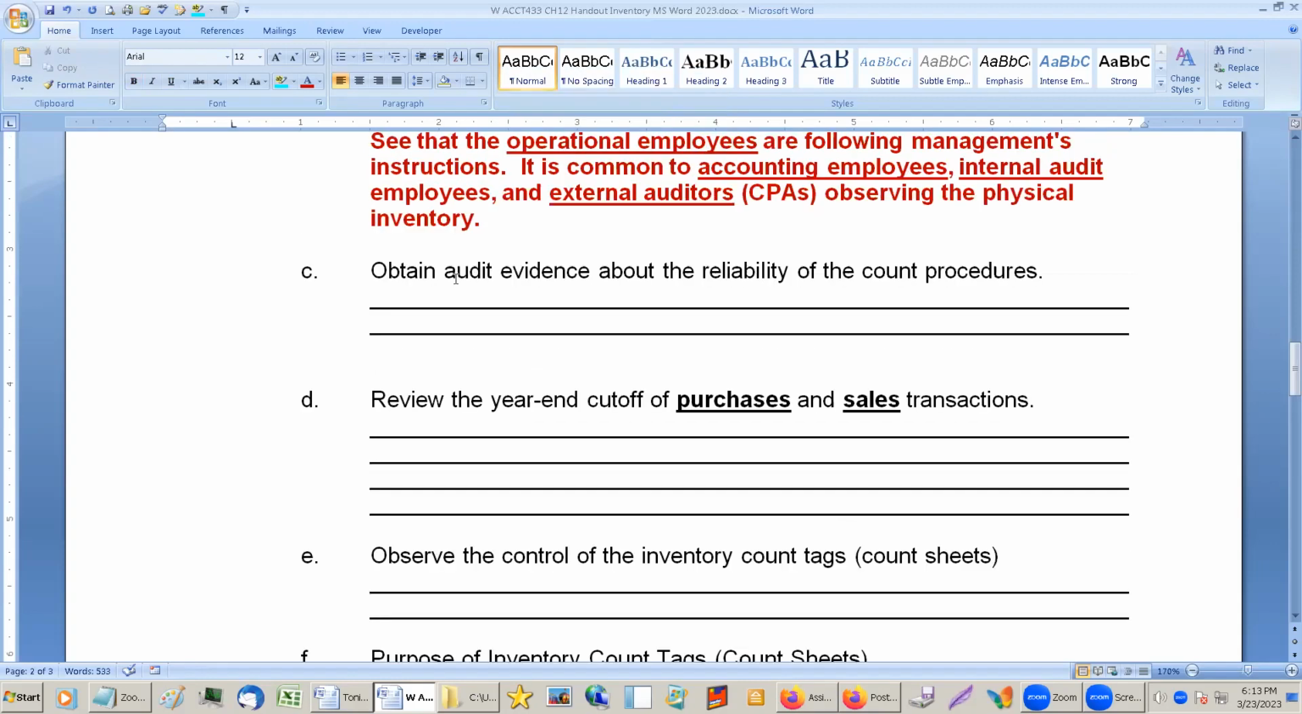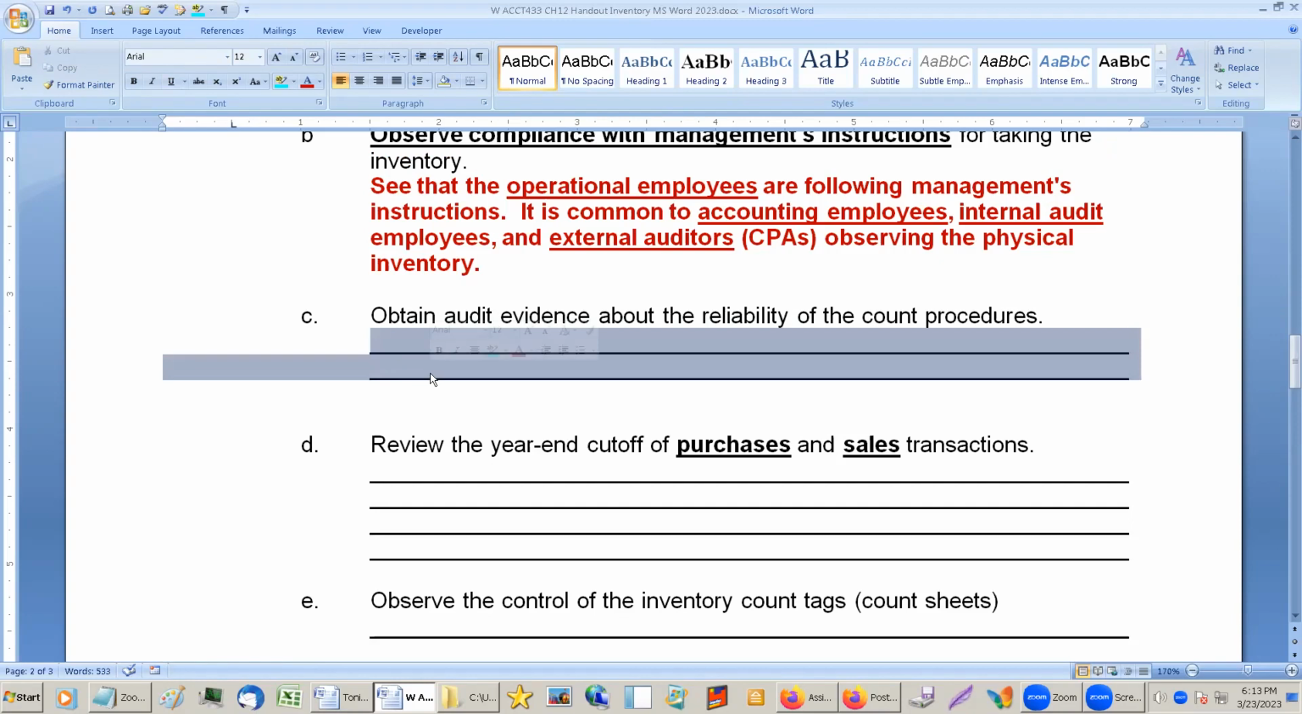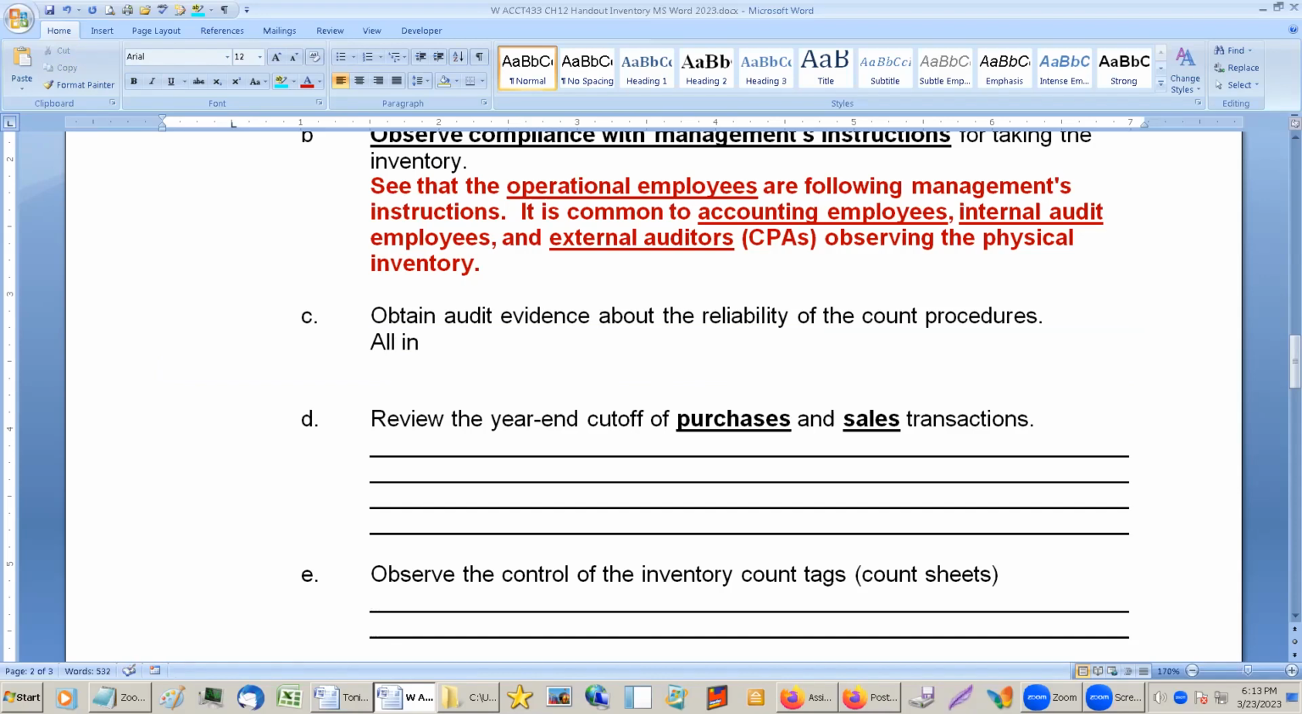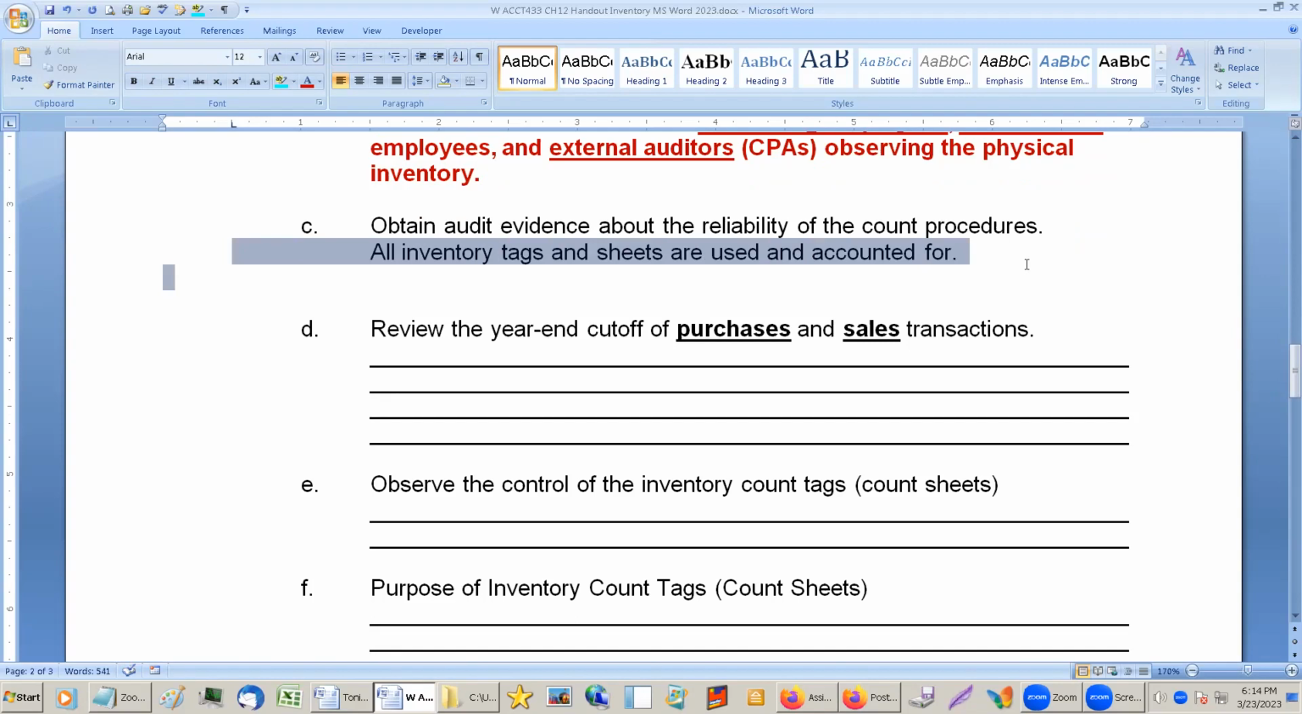Obtain audit evidence about the reliability of the accounting procedures, and that's usually performed by the counting of the inventory. Make sure all inventory tags and sheets are used and that they are accounted for. So they use all of them, because wherever there's an inventory tag or sheet, there should be inventory going on, and they are accounted for.